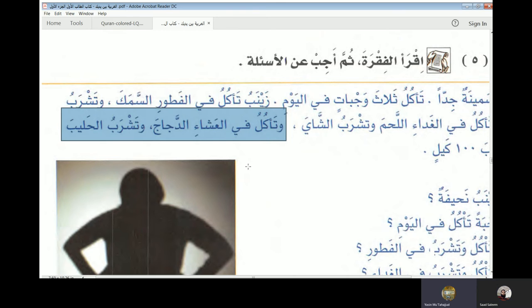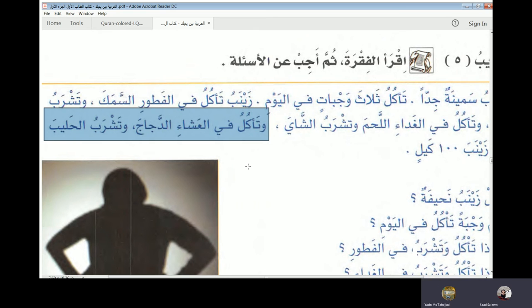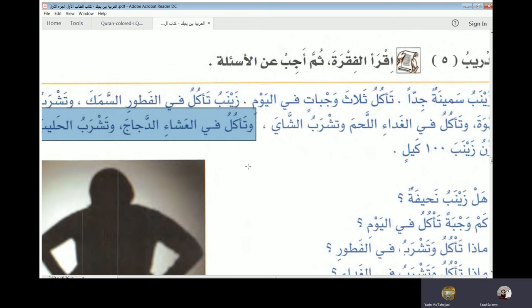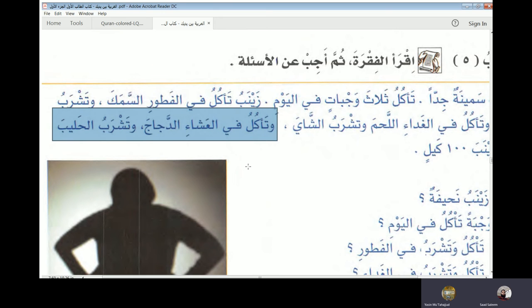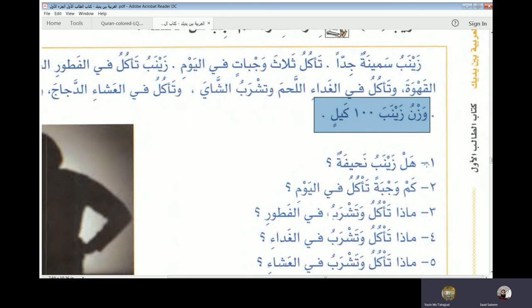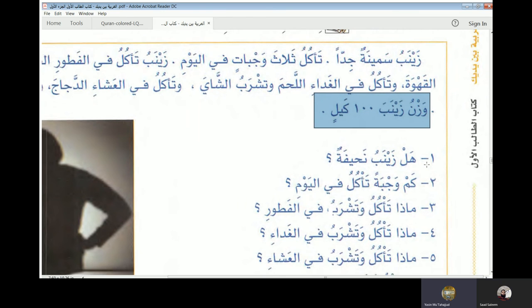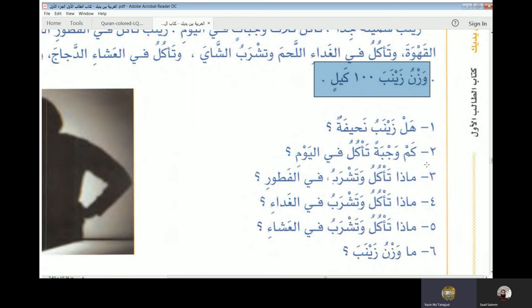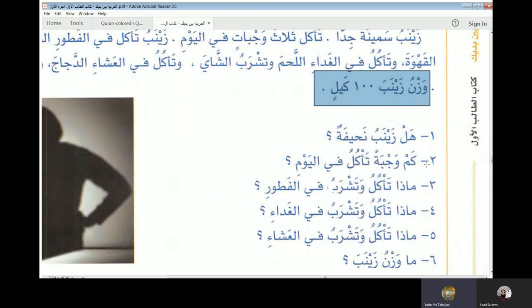And she eats chicken in dinner and drinks milk. Waznu Zainabu miatu kilu. Zainab weighs 100 kilos. Okay, 100 kilos, good. Why are we using fatha here on Zainab?